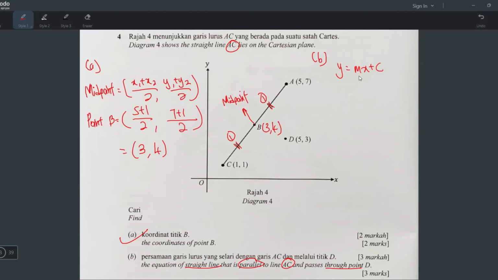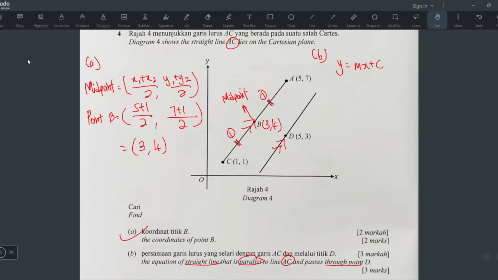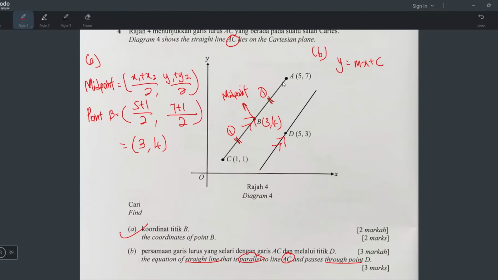Okay, so they said the equation of the straight line you're finding is parallel to AC. In other words, the line will be parallel to this line, and also it will pass through point D. So your line will be like this. Yeah, this is your line. It passes through point D, and at the same time it's parallel to this line, right? So when two lines are parallel, it means they will have the same gradient. So what we can do is find the gradient of AC and use that for the gradient here.